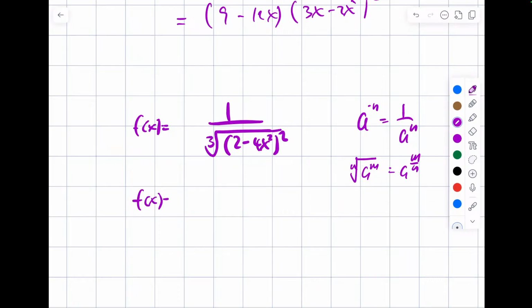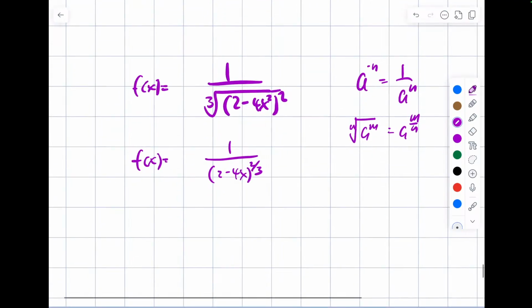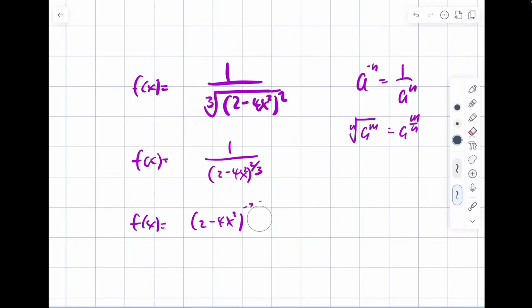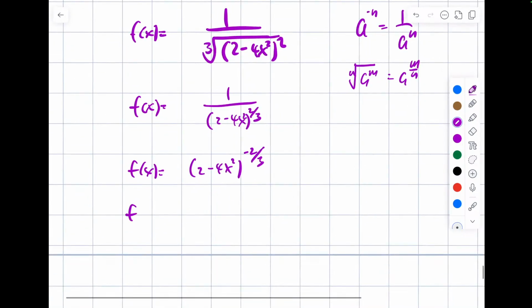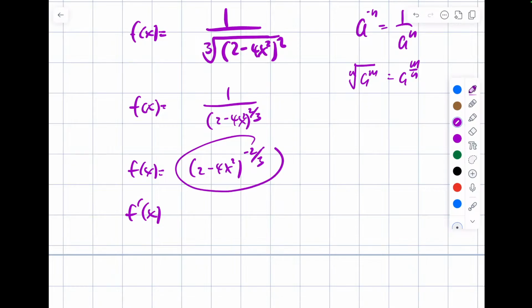So can I rewrite this as 1 over 2 minus 4x squared to the 2/3? Is that okay? And can I rewrite this as f of x equals 2 minus 4x squared, sorry, I'm missing the square, to the negative 2/3? So I just rewrite this. I didn't even do calculus. I just rewrite this in terms of algebra, and that's it. I haven't taken the derivative yet. If I take a derivative, what will happen? This is going to be the first layer. This is the second layer. Is that okay? Right. So it's going to be negative 3.